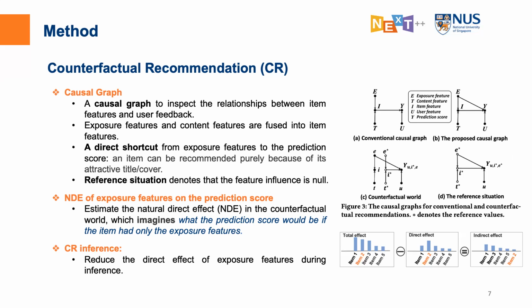So our idea is simple: estimate the direct effect in this part, and try to mitigate this effect during recommender inference. To estimate this natural direct effect, we conduct counterfactual inference.